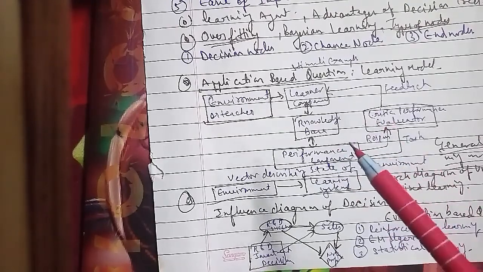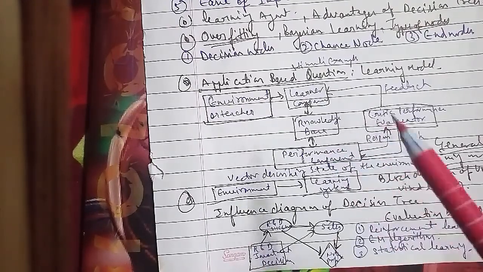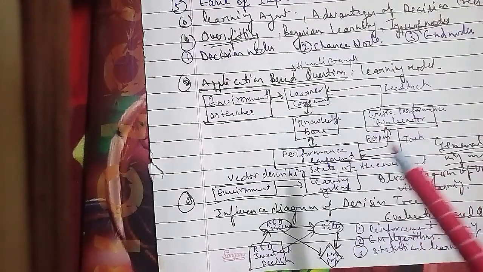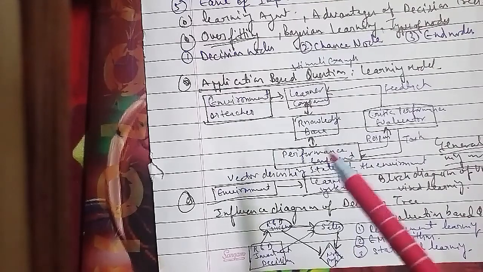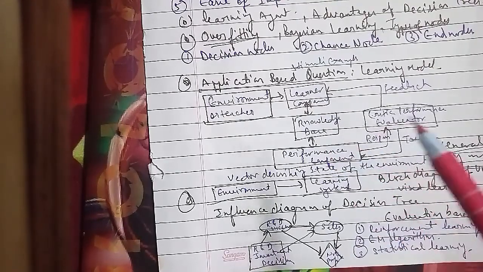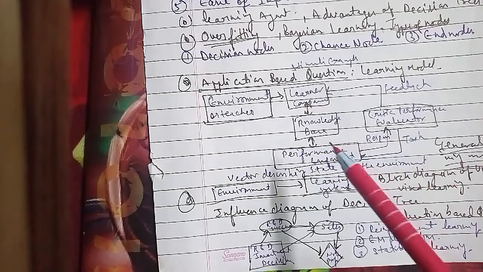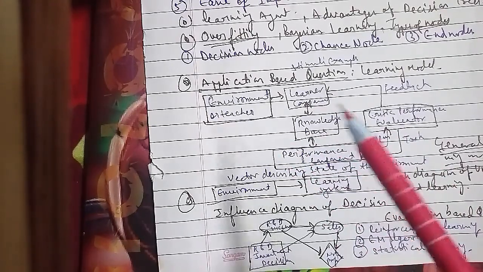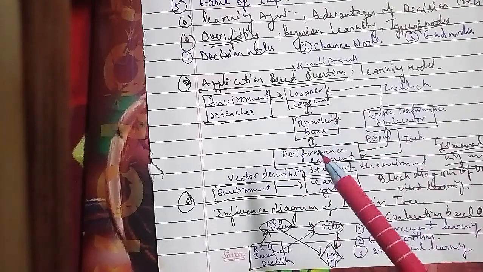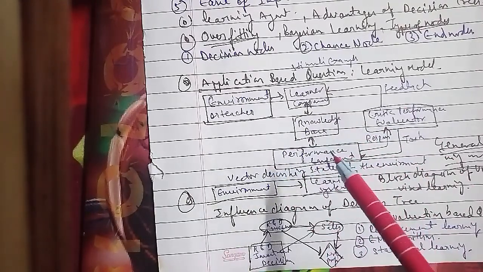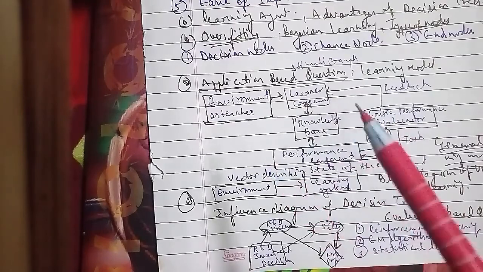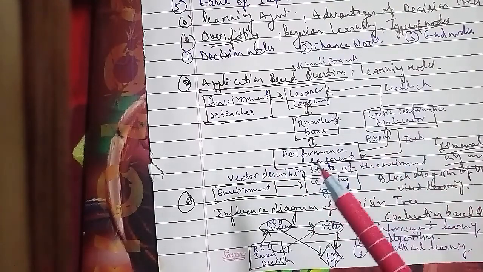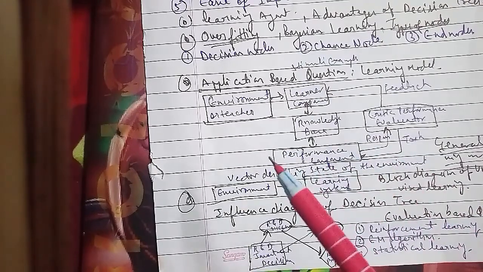Going ahead with the next one: define supervised and unsupervised learning in machine learning, which has been asked for 2 marks in 18, 19. Supervised learning is also known as associative learning, in which the network is trained by providing it with input and matching output patterns. Unsupervised learning is also known as self-organization, in which an output unit is trained to respond to clusters of patterns within the input.